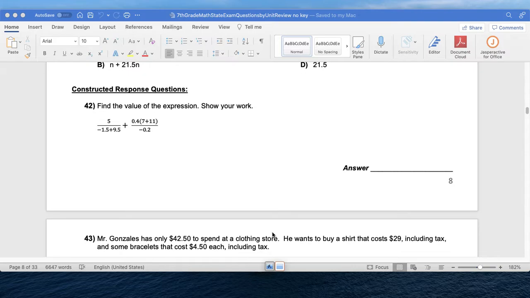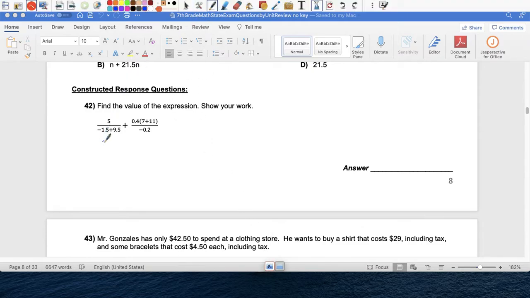Find the value of the expression, show your work. Ugh. Oh my god. So we definitely have quite a few things to do here. I would simplify things. Negative 1.5. So I would 9.5 minus 1.5. That gives A, so that simplifies to that. So if I'm showing work, this is what I would be doing. Negative 0.2. Ugh. I don't want to deal with decimals, so I can write that as 2 over 10.